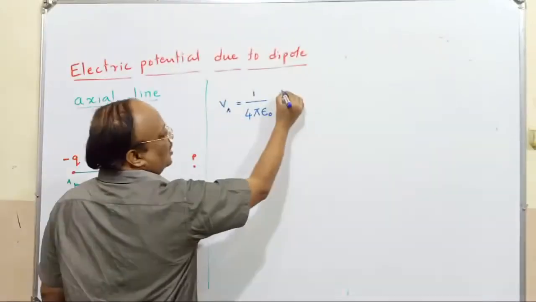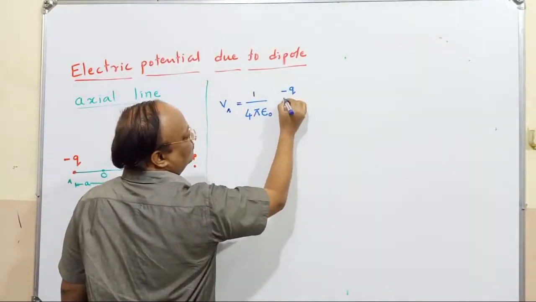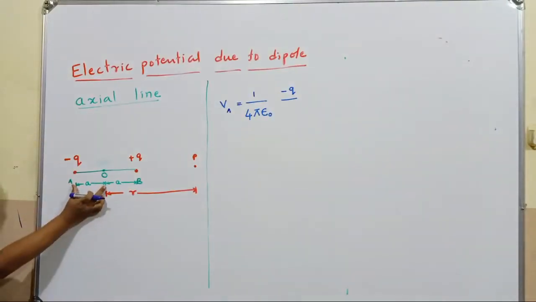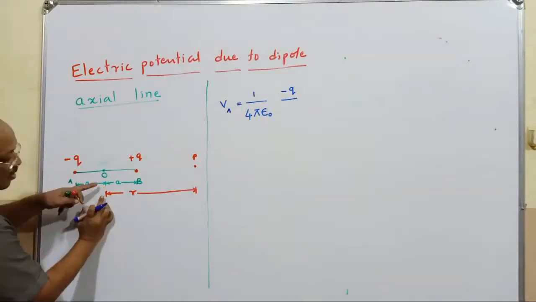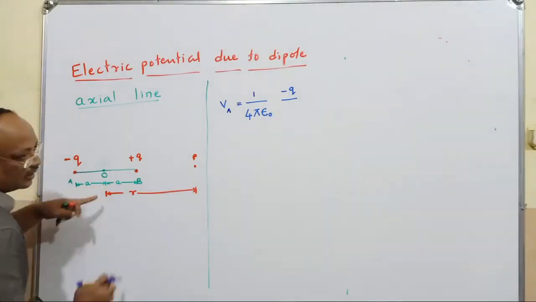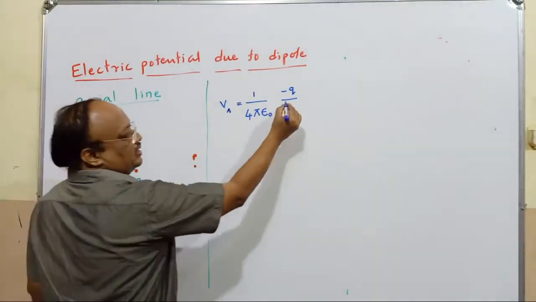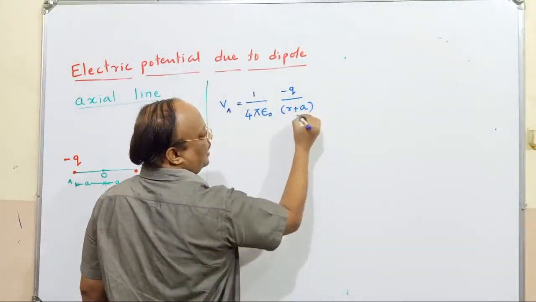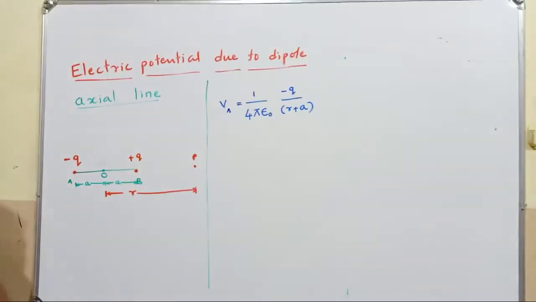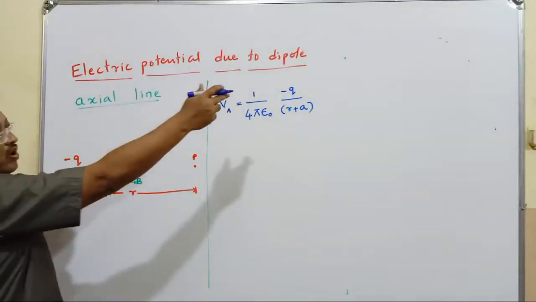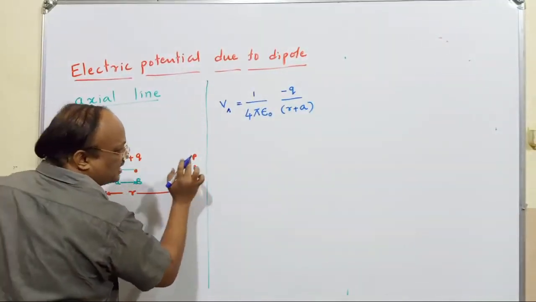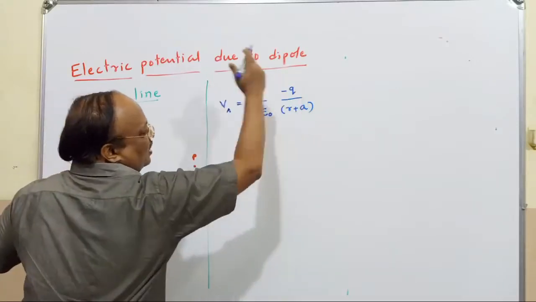Charge here is minus q. What is the separation? Till here it is A, from here it is R, so this is R plus A. Because of this negative charge, what is the potential at this point P, which is on the axial line? So this is our potential.